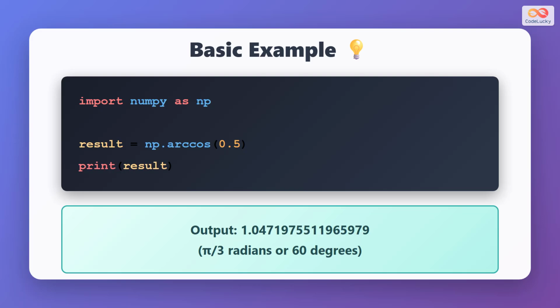Let's look at a basic example with a single value. First, we import NumPy as np, then we call np.arccos with the value 0.5. When we print the result, we get approximately 1.0472 radians. This is equivalent to pi divided by 3 radians, or 60 degrees. So the angle whose cosine is 0.5 is 60 degrees.